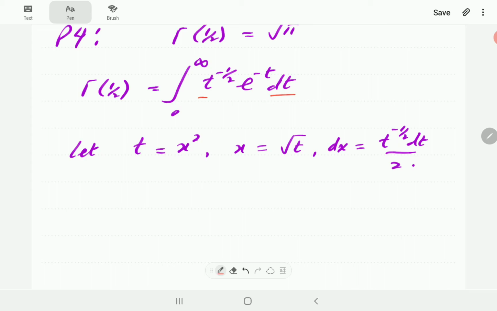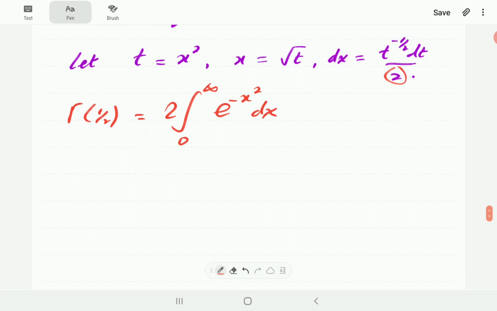In terms of the limits, when t is 0, x is 0, and when t is infinity, x is going to be infinity as well. So this function is now going to be 2 times, the 2 is from here, the integral from 0 to infinity of e to the minus x squared dx. Okay.